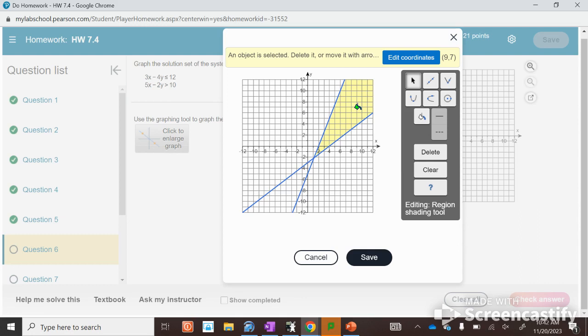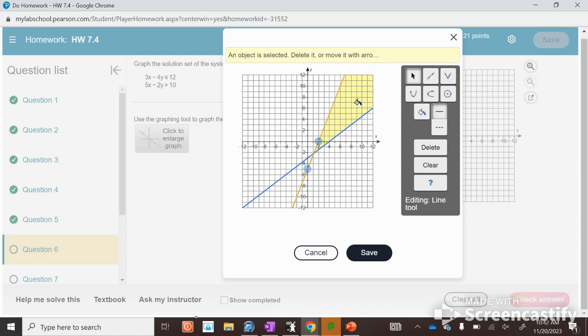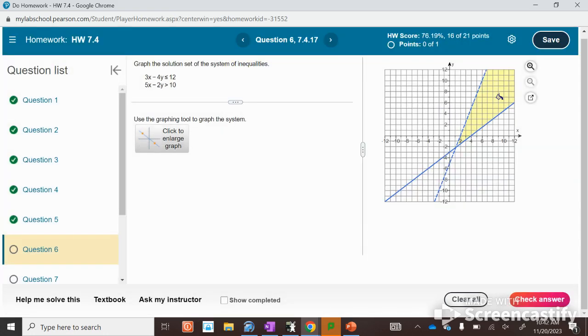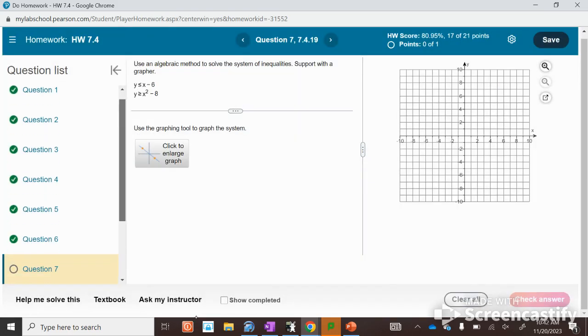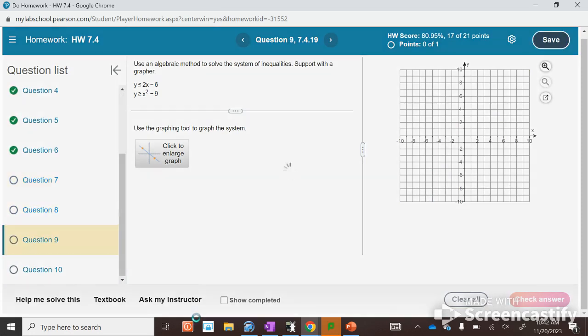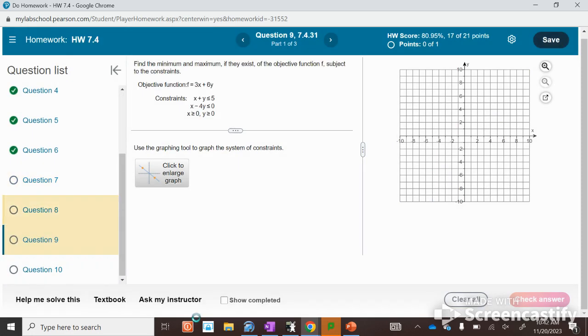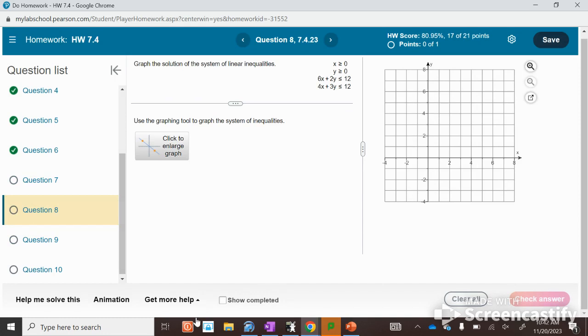Now, one thing I forgot is on this line right here, it needs to be dashed. Okay. So then the rest of them, okay. So I'll skip 7, make you figure out 7 on your own.